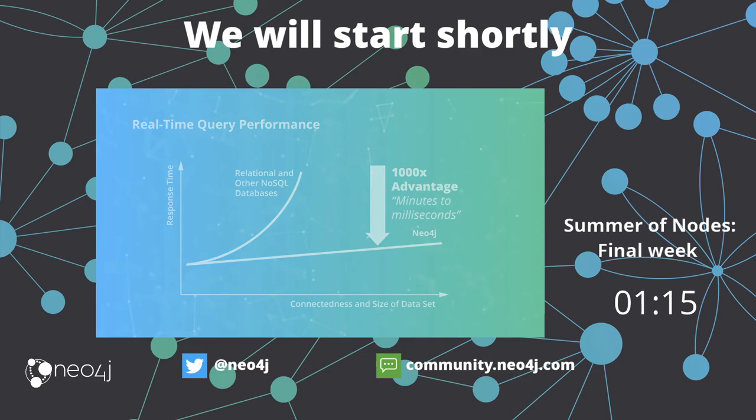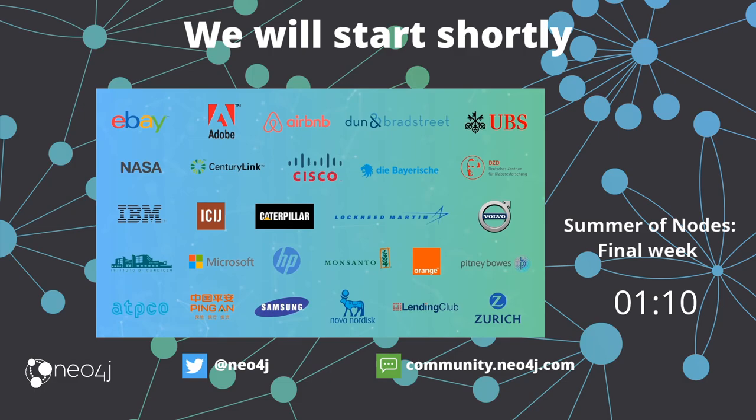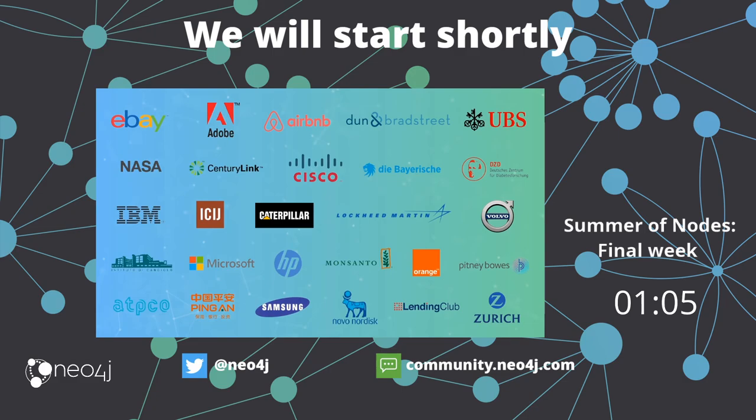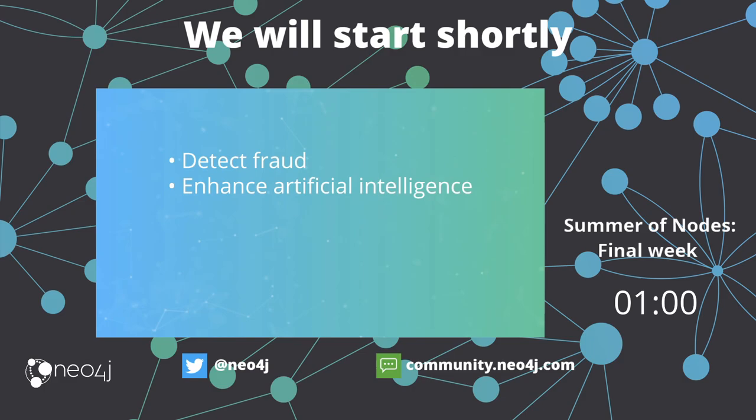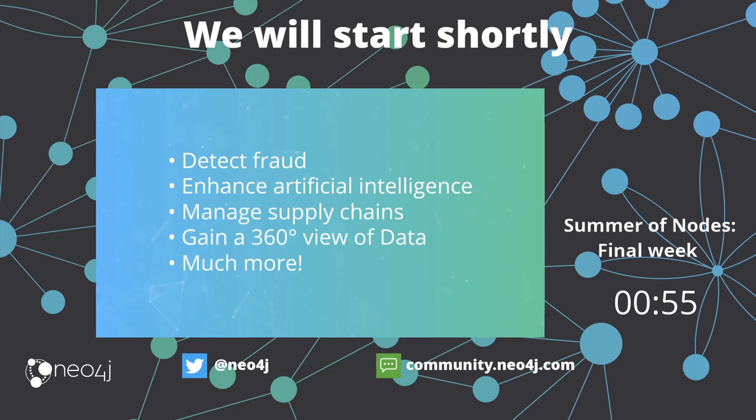Over the past decade, Neo4j has made graph databases a key technology powering modern applications for hundreds of Fortune 500 companies, government agencies, and NGOs. Neo4j is used to detect fraud, enhance artificial intelligence, manage supply chains, gain a 360-degree view of data, and much more. Learn more at neo4j.com.